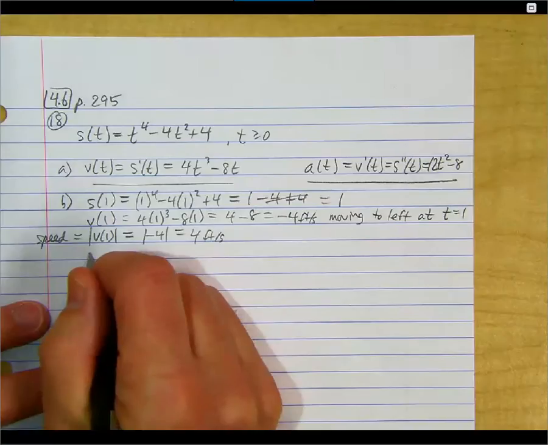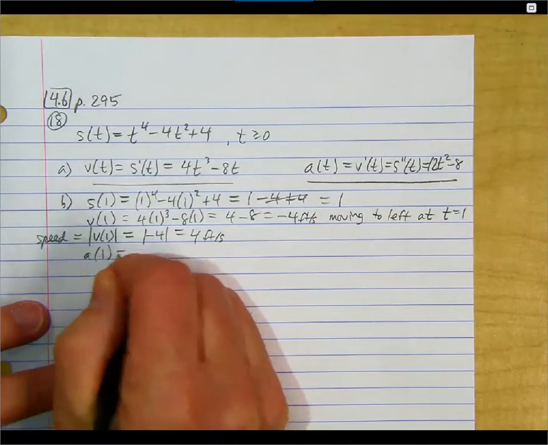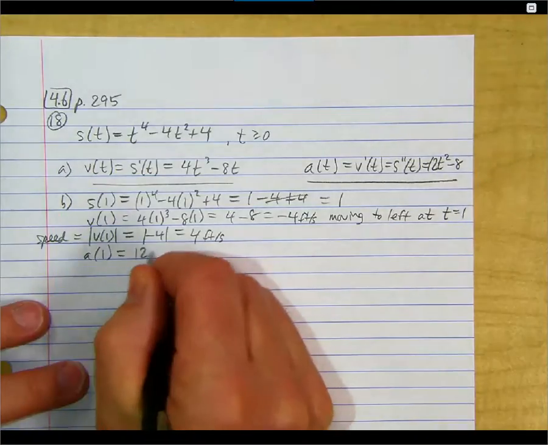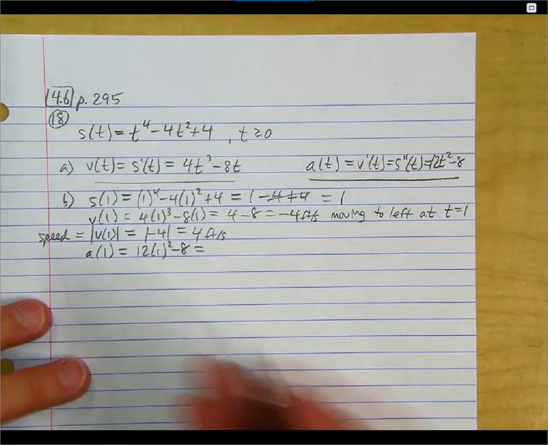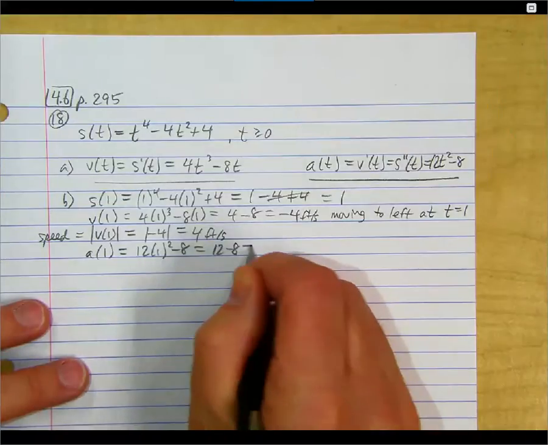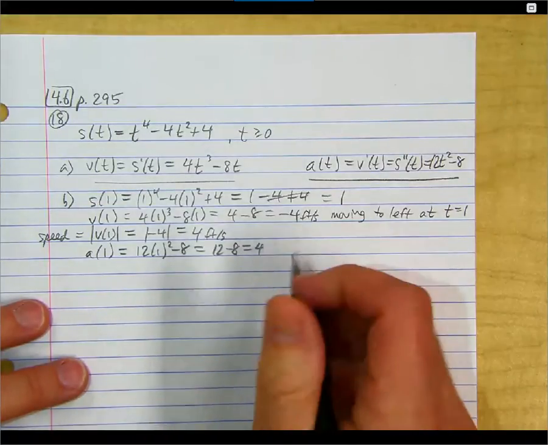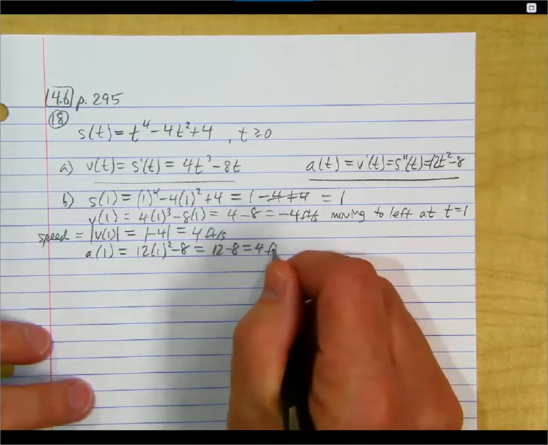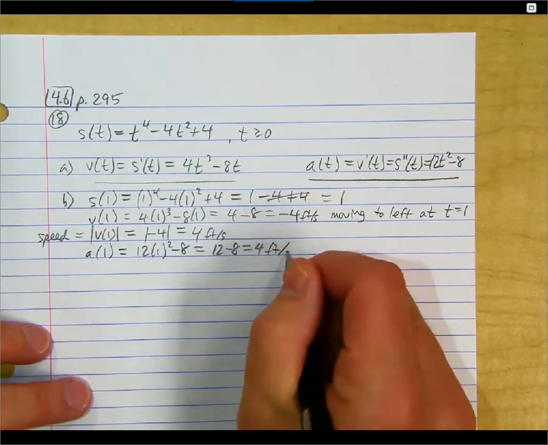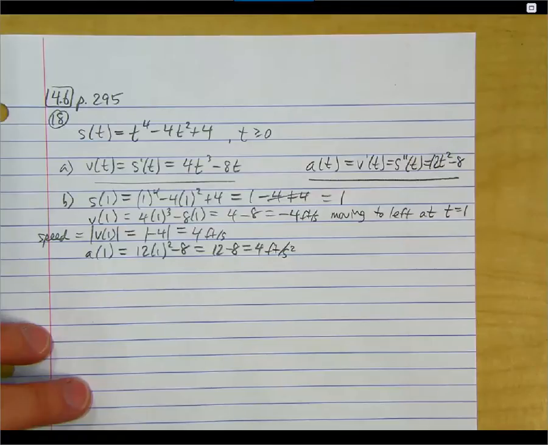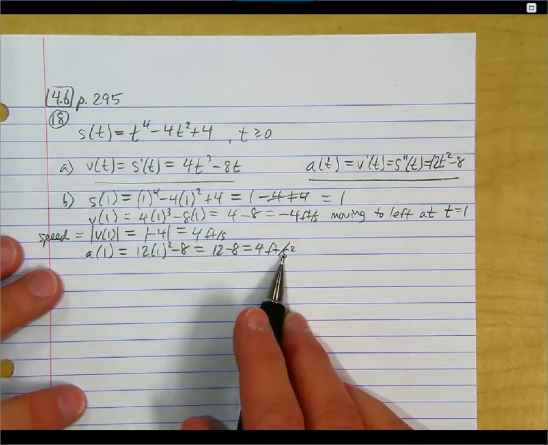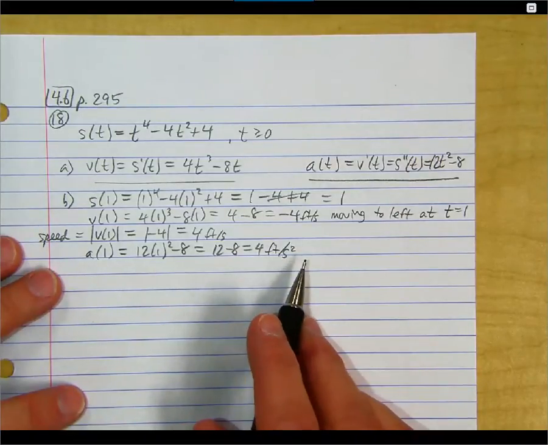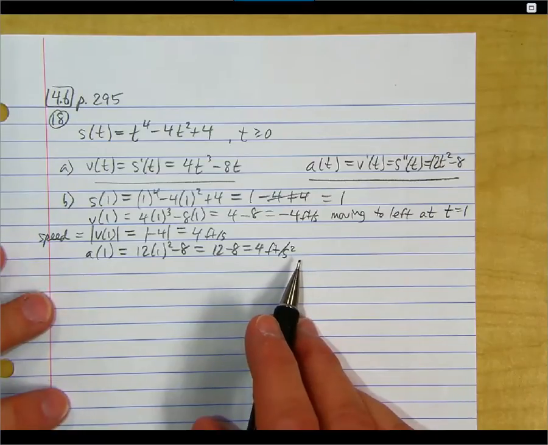Okay, last one on this part B is the acceleration at 1. You're simply going to plug in the 1 again. Don't overthink this. You plug into the functions and go, go, go. 12 minus 8, which turns out to be 4. Since it's acceleration, it'll be feet per second squared. All right, I think we're done with part B. Let me double check. Position, velocity, speed, and acceleration at time t equals 1. Very good, we are done.